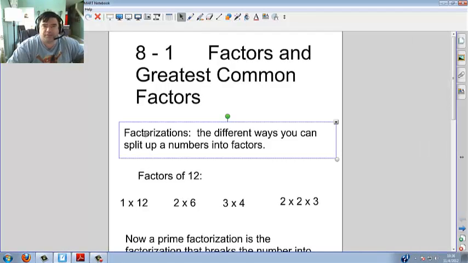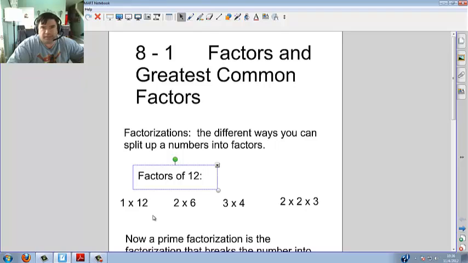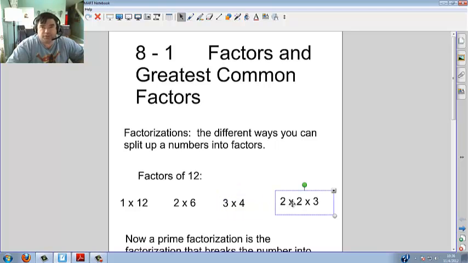Okay. Now, factorizations, what does it mean? It's the different ways you can split up a number into factors. Simply put, if I take 12, well, what times what makes 12? Well, you have 1 times 12, or 2 times 6, 3 times 4, or even 2 times 2 times 3. All those bits, if you multiplied together, would make 12. So they're all factors of that.